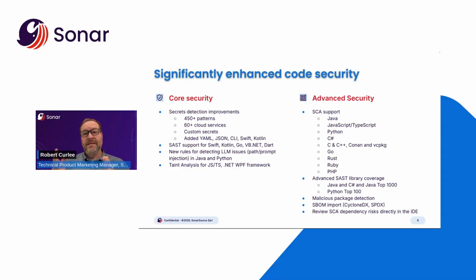And if you haven't heard much about Advanced Security, I'd be surprised. We're talking a lot about Advanced Security. So we've got this new add-on product called Advanced Security, and it gives you SCA support. And that SCA supports Java, JavaScript, TypeScript, Python, C#, C/C++. Conan and vcpkg are new, so we just added those recently. And then we've recently added Go, Rust, Ruby, and PHP to SCA support in Advanced Security.